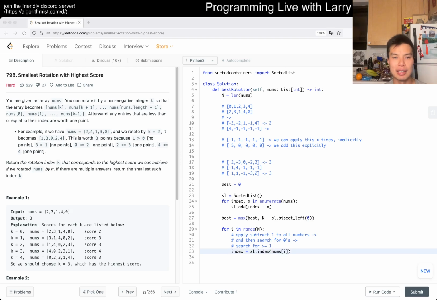Wait. Sorry. Let me check the sorted list API again, because I think there's a remove, but I think one of the removes removes everything, and one of them just removes one, and I forget which one is which.